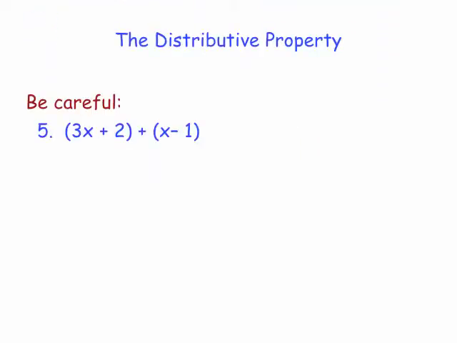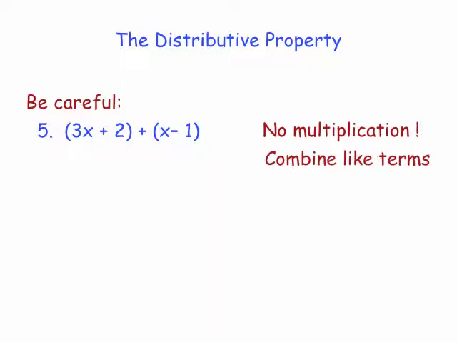But you have to be careful. Here's a situation where I have parentheses, but I have no multiplication going on. All I'm really doing is combining like terms. I have 3x plus x is 4x, and 2 minus 1 is 1. So my answer here is 4x plus 1, and there's no distribution being undertaken at all.